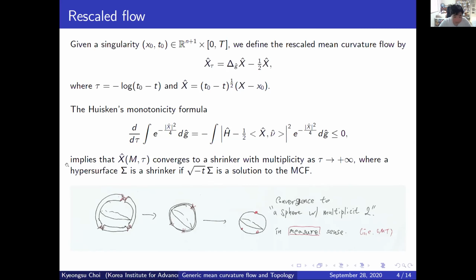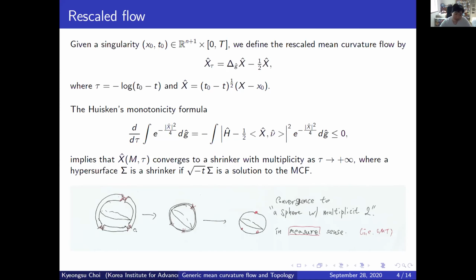But yeah, the important thing here is that we only know that this rescaled flow converges to a shrinker with multiplicity. So what is a multiplicity? This is a bit of a geometric term, so let me explain with an example.